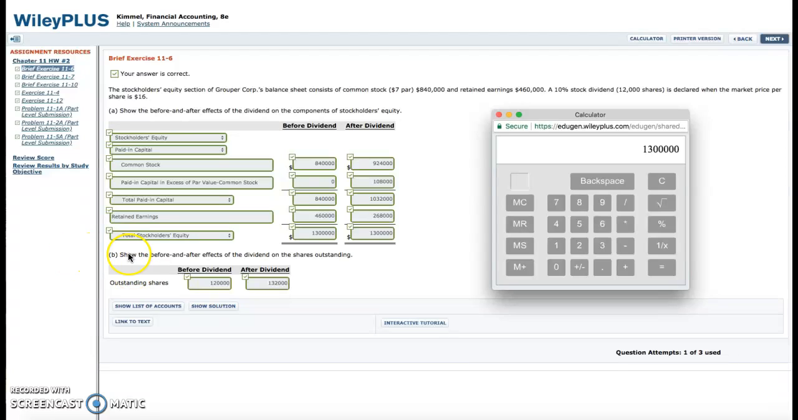And then part 2 of this problem in B, show the before and after effects of the dividend on the shares outstanding. We know before the dividend, when we do the math with the 840,000 divided by $7 per share, we get 120,000 shares. After the dividend, which was 12,000 shares, we can add that total, so it's 120,000 plus 12,000, and our total is 132,000 shares outstanding.